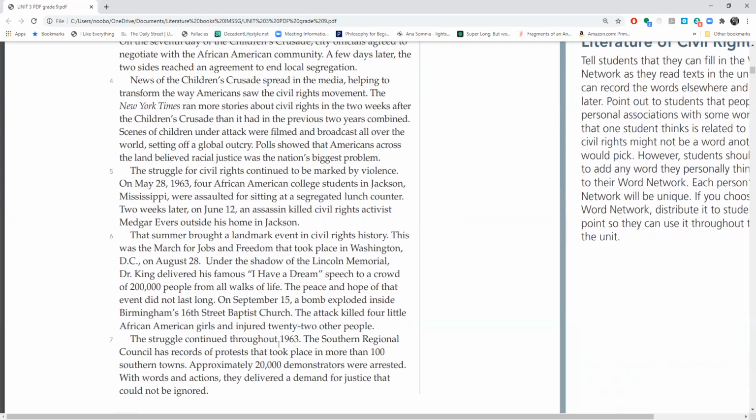The struggle continued throughout 1963. The Southern Regional Council has records of protests that took place in more than 100 Southern towns. Approximately 20,000 demonstrators were arrested. With words and actions, they delivered a demand for justice that could not be ignored.